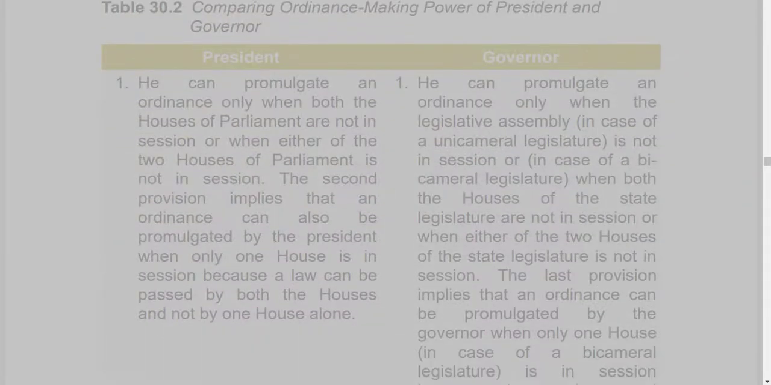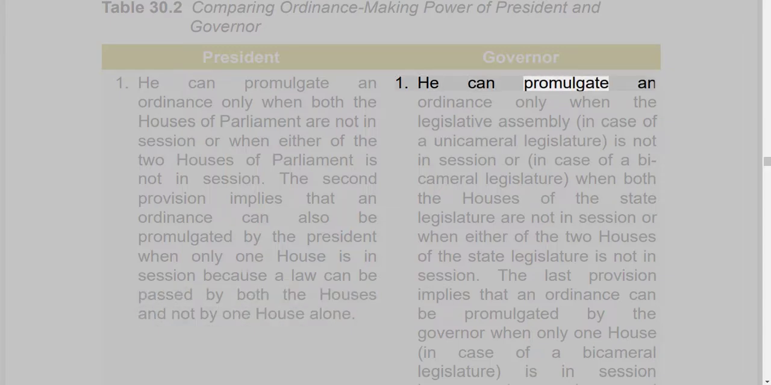Table 30.2 Comparing ordinance making power of President and Governor. President: 1. He can promulgate an ordinance only when both the Houses of Parliament are not in session or when either of the two Houses of Parliament is not in session. The second provision implies that an ordinance can also be promulgated by the President when only one House is in session, because a law can be passed by both the Houses and not by one House alone.